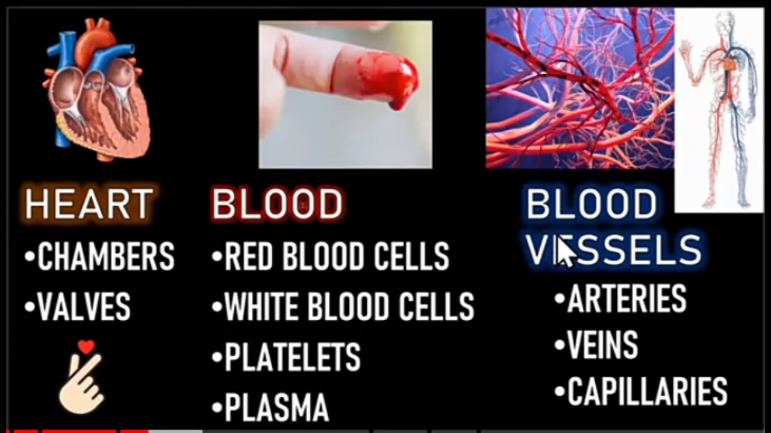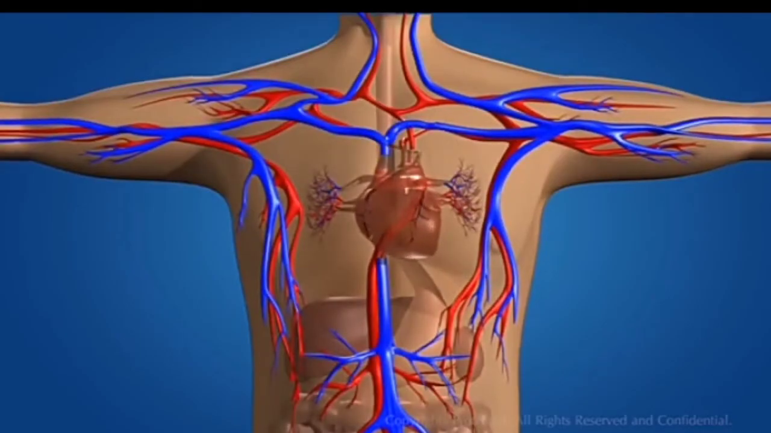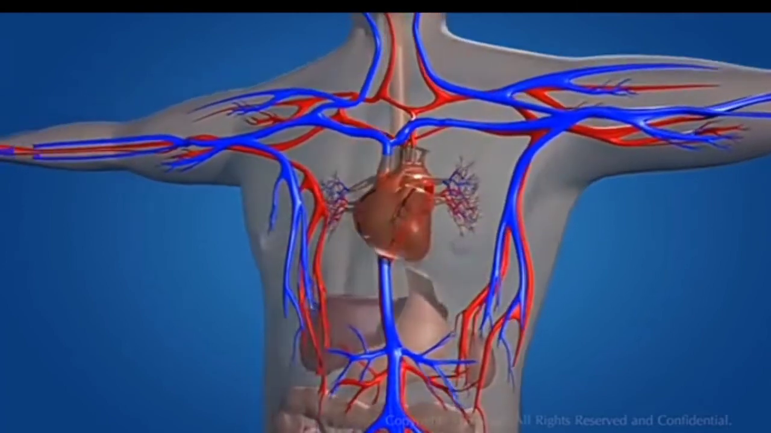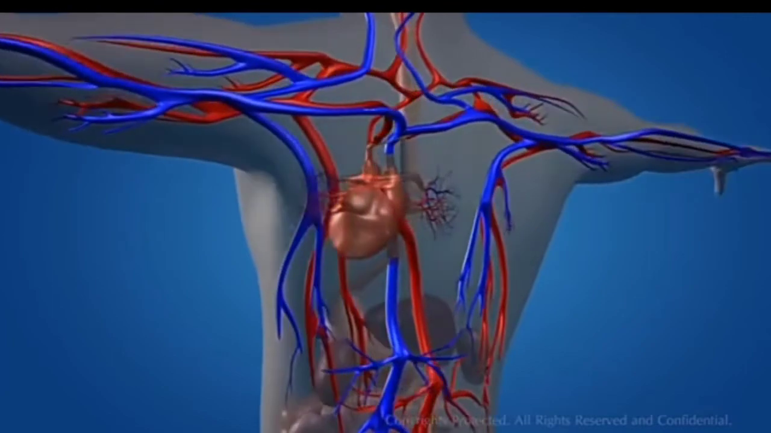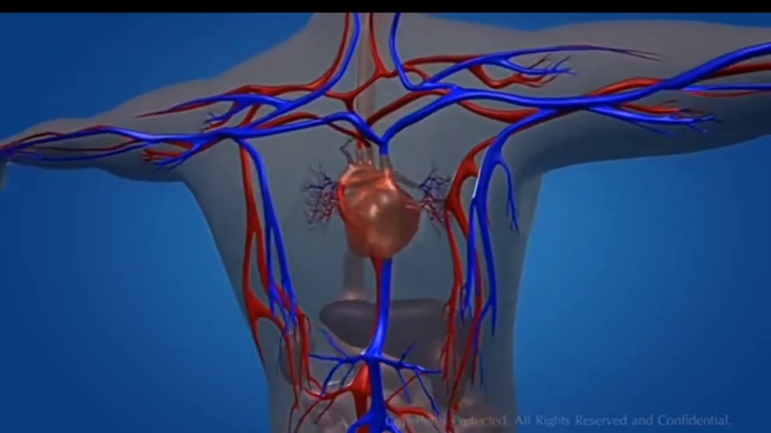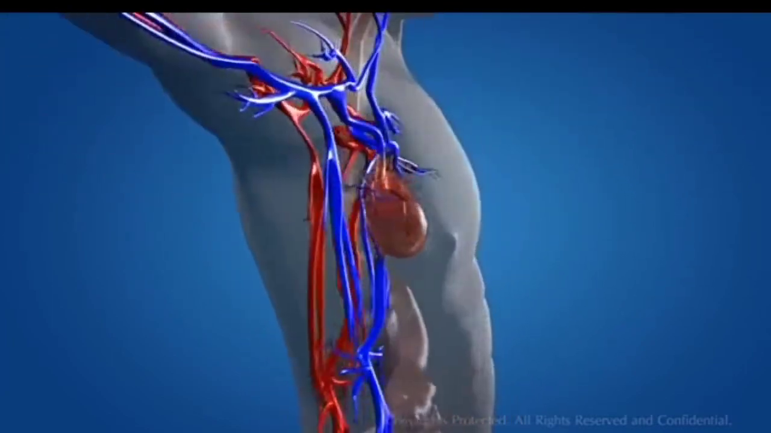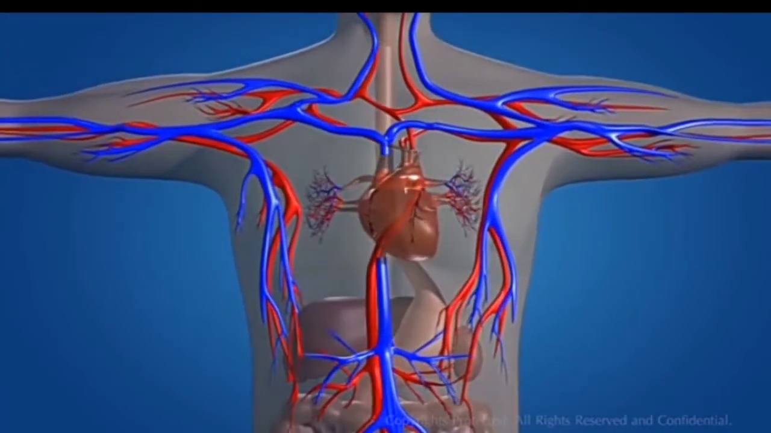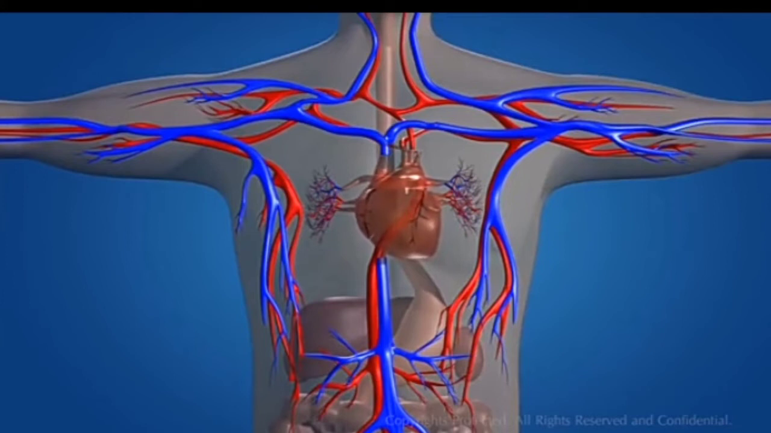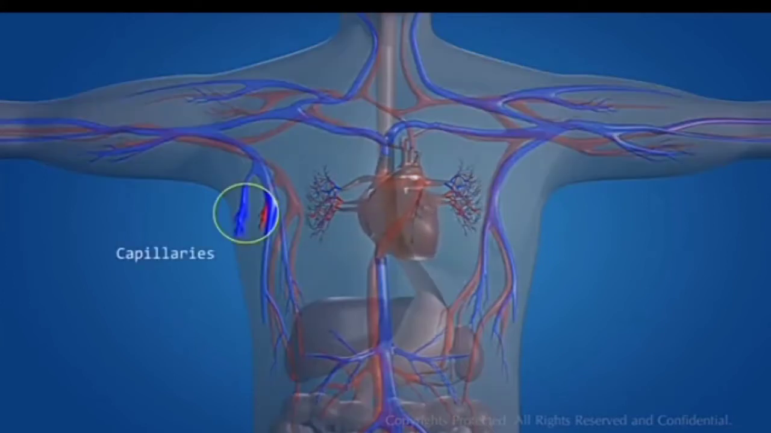Blood vessels are of three kinds: the arteries, veins, and capillaries. Veins are blue in color, and they carry blood back to the heart, while the red are arteries, which carry blood away from the heart. Arteries and veins are interconnected in the capillaries, where gas exchange takes place.